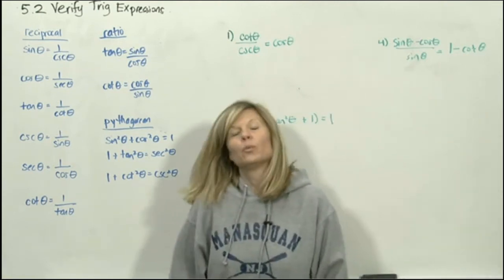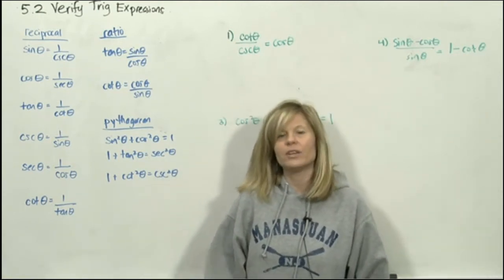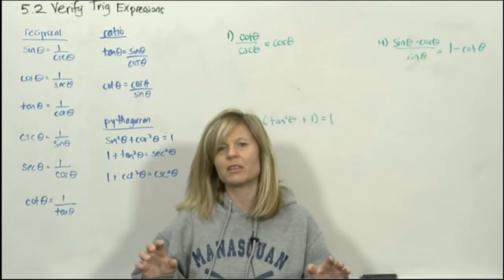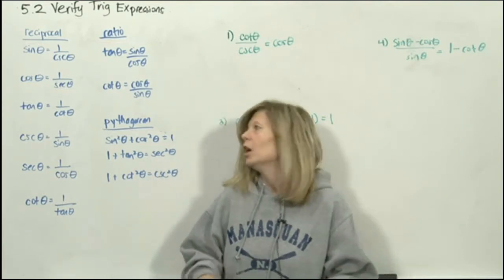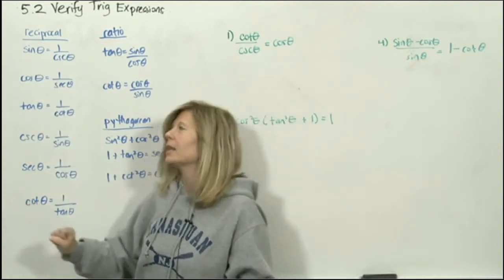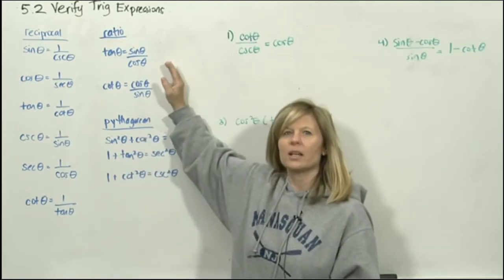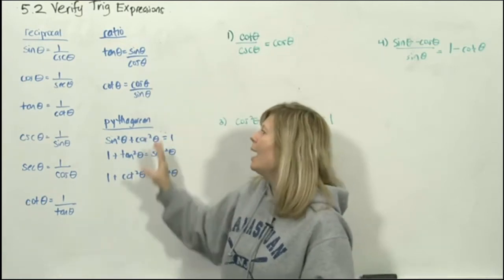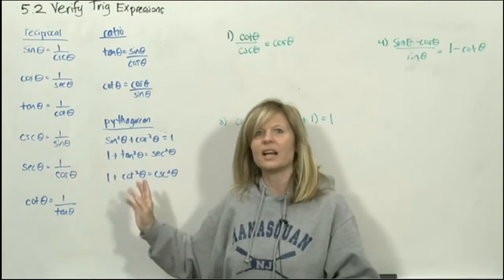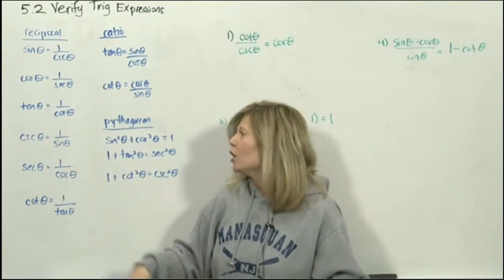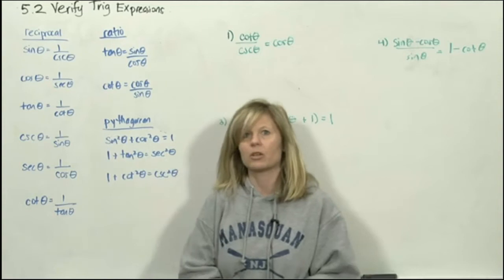Hey everyone, we are in chapter 5. We have just started it. We've talked about the 11 fundamental identities, which are the 6 reciprocal identities, the 2 ratio identities, and the 3 Pythagorean. And we've already discussed that out of these 11 identities that you need to memorize, you've already known 8 of them since the beginning of the course.